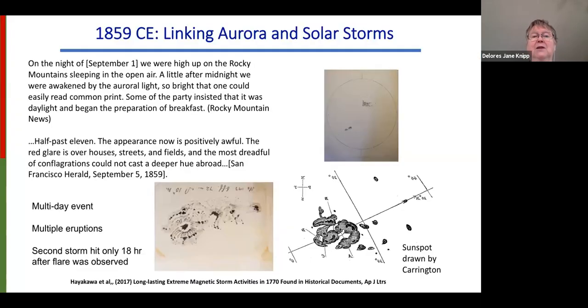Okay, so now I'm going to very briefly describe the 1859 storm, because that is what is known as the Carrington storm. I'm a co-author on this paper. We've been looking at this and looking at some of the sunspot images that were actually created and stored in the Vatican. We can see it almost looks like a scorpion here.